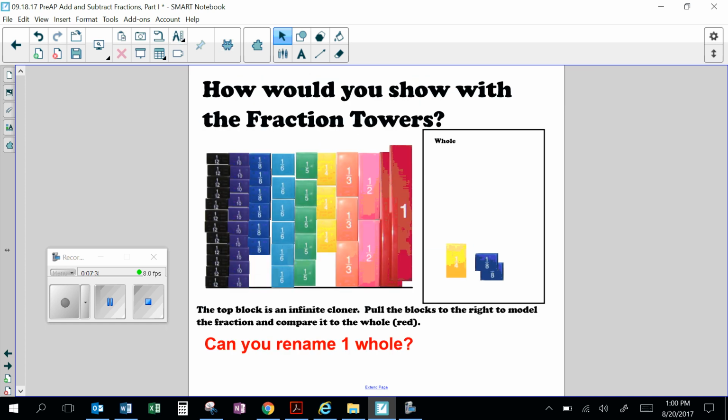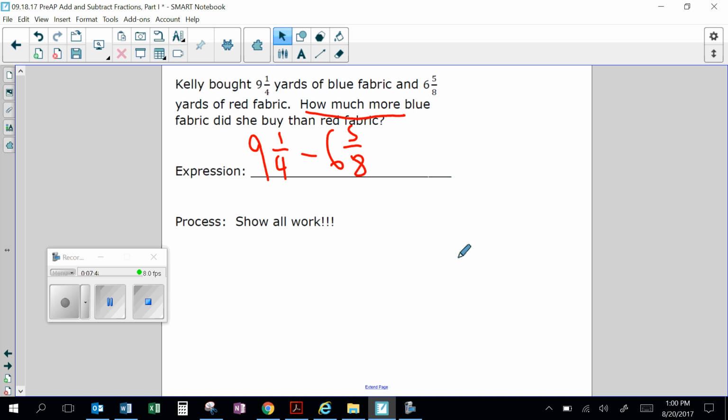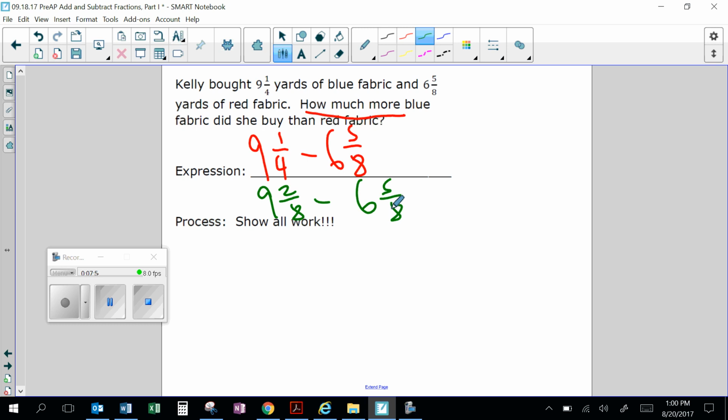1/8, 2/8, 3/8, 4/8. Can I rename 1/4? Isn't that the same thing as 2/8? It is. So I'm going to rename 1/4 as 2/8. Let me use a different pen color. 9 2/8 minus 6 5/8. Can I take away 5/8 from 2/8?